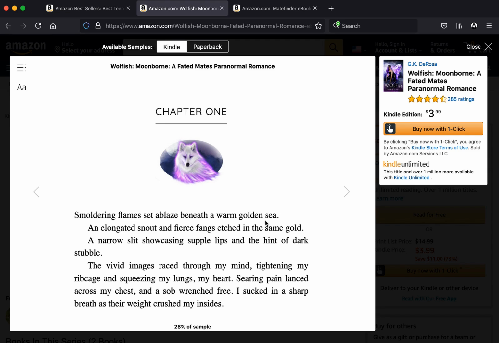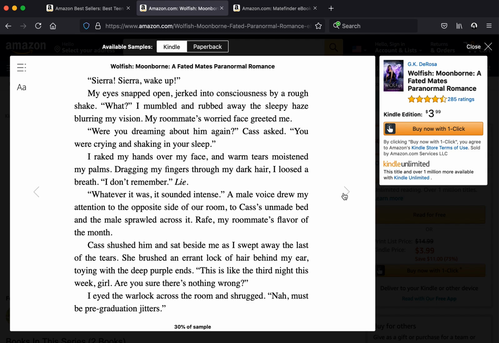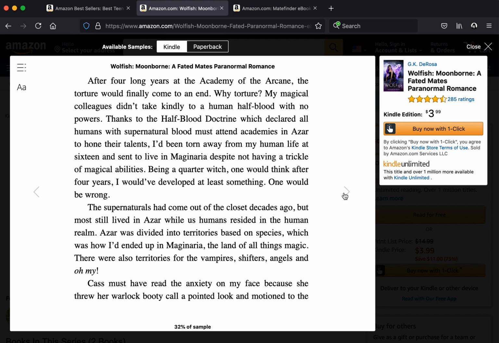I sucked in a sharp breath as their weight crushed my inside. So, this is first person past tense. Now, you should already be noticing a pattern. Most all of these are first person past tense.